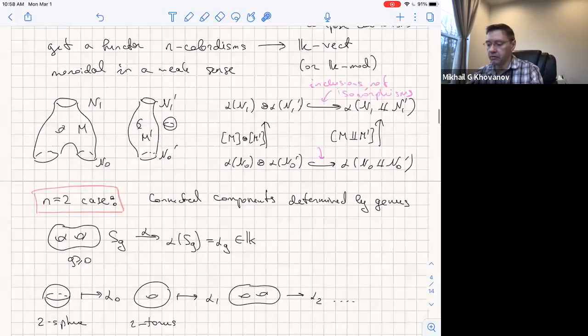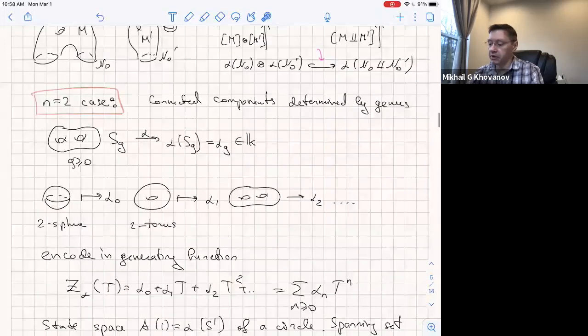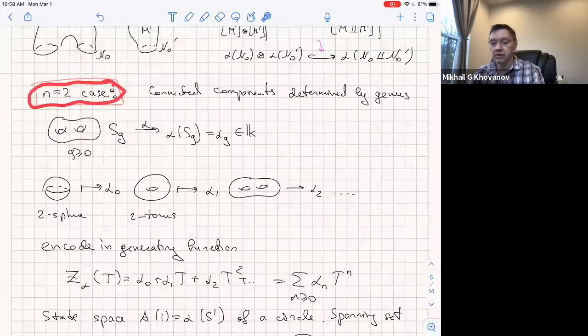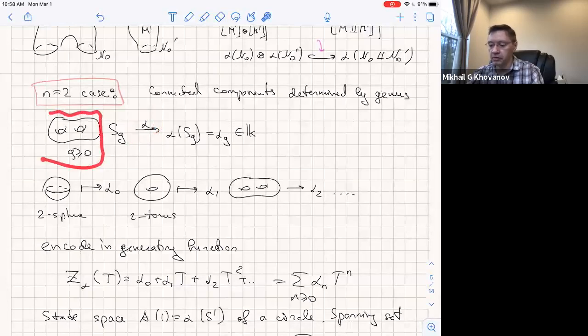Okay, so now we can look at the first non-trivial example. Let us look at the case when n is equal to 2. So we're in 2 dimensions. Our map alpha is determined by its values on, well, n equal to 2. So we're dealing with surfaces.